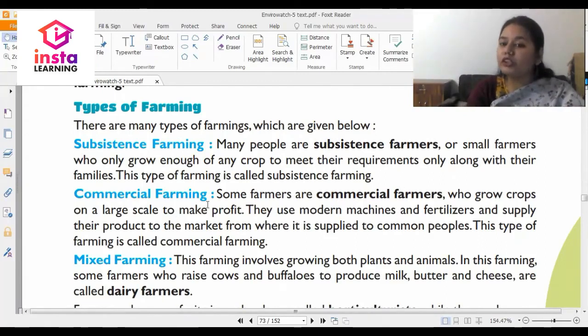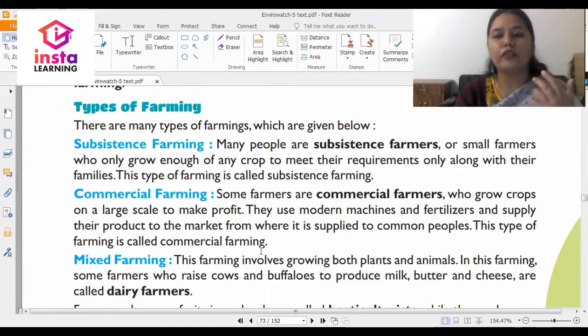Then you have commercial farming, that is, some farmers are commercial farmers who grow crops on a large scale to make profit. They use modern machines and fertilizers and supply their product to the market from where it is supplied to common people. This is called commercial farming. So basically, when farming is done to make a lot of money out of it, that is called commercial farming. Then you have mixed farming.